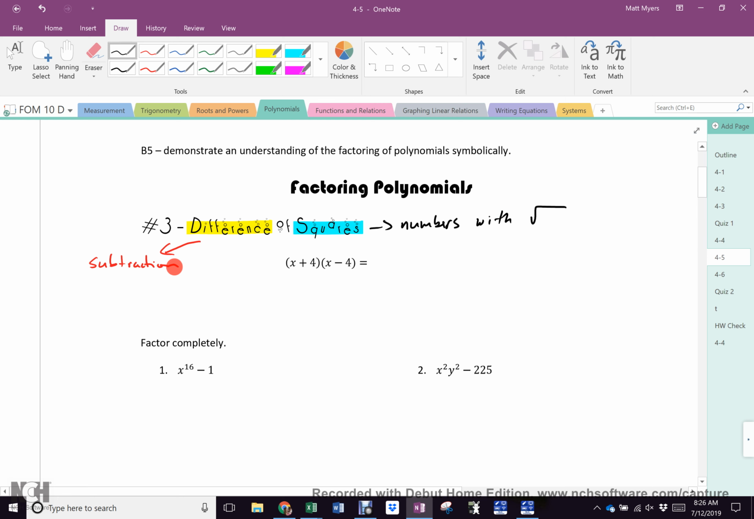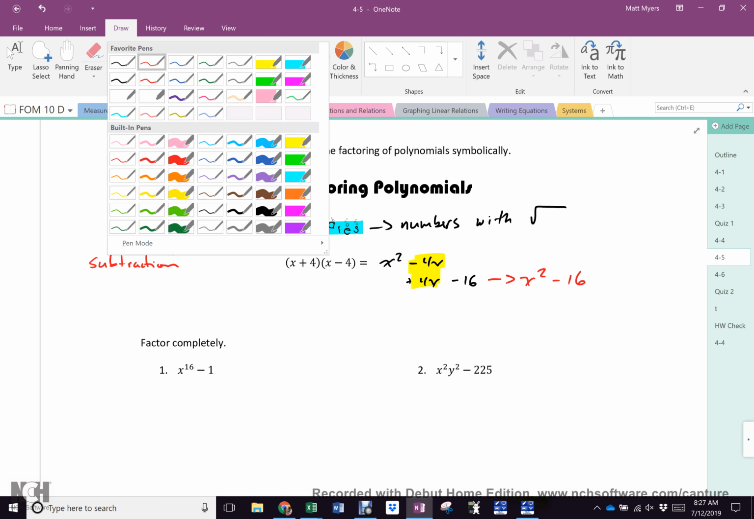Even if you haven't done Math 10 already, we've already done these questions this year, except instead of writing it out properly, I put a 0 in the middle of it to show you what was actually happening. Because if we actually expand this, we get x squared minus 4x plus 4x minus 16. And what happens right there? They cancel out. And you end up with x squared minus 16.